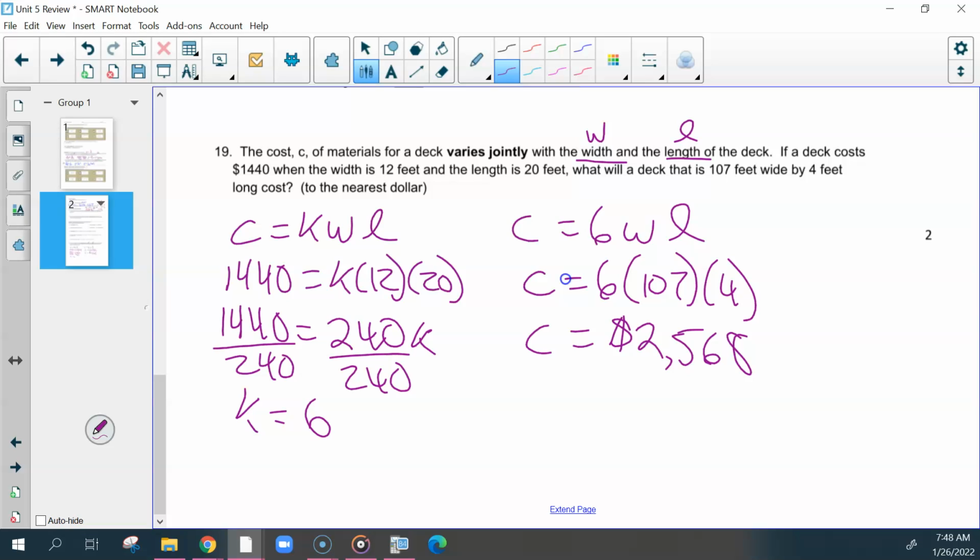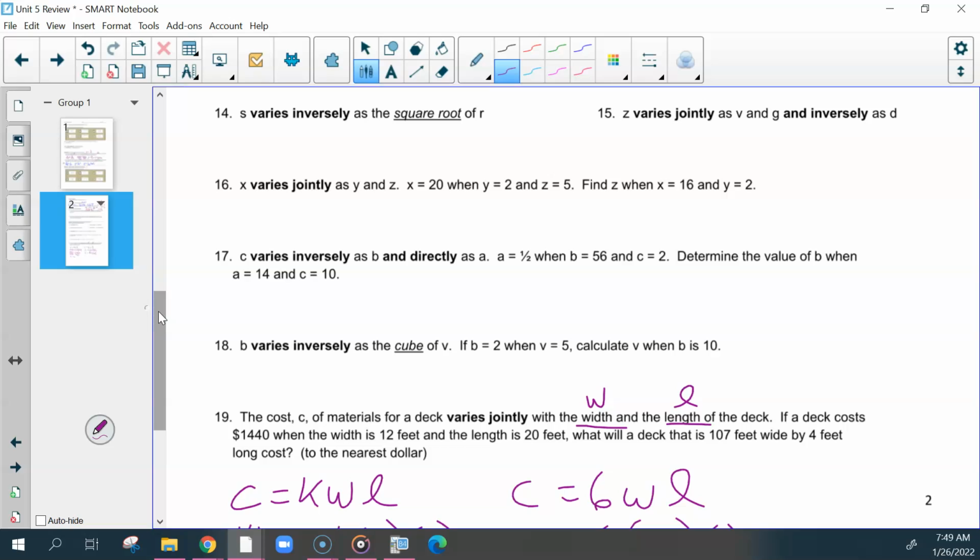So for these problems, remember varies jointly and varies directly. Both are multiplying, varies inversely is dividing. Are there questions on this one or in this section? Number 17. I'll set it up and put the numbers in, but for sake of time, I won't solve that one.